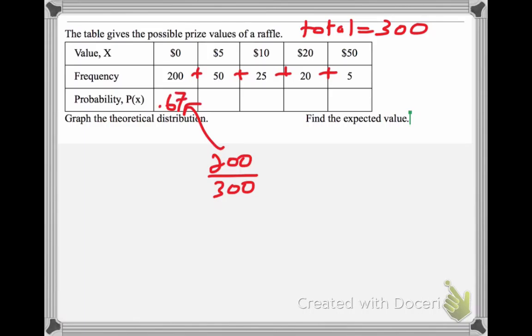Then you're going to take 50 divided by 300 and you'll get 0.17. And then you're going to take 25 divided by 300, and you're going to get 0.083. And then 20 divided by 300, that's 0.067. And then last, 0.017, and that is if you take 5 divided by 300.